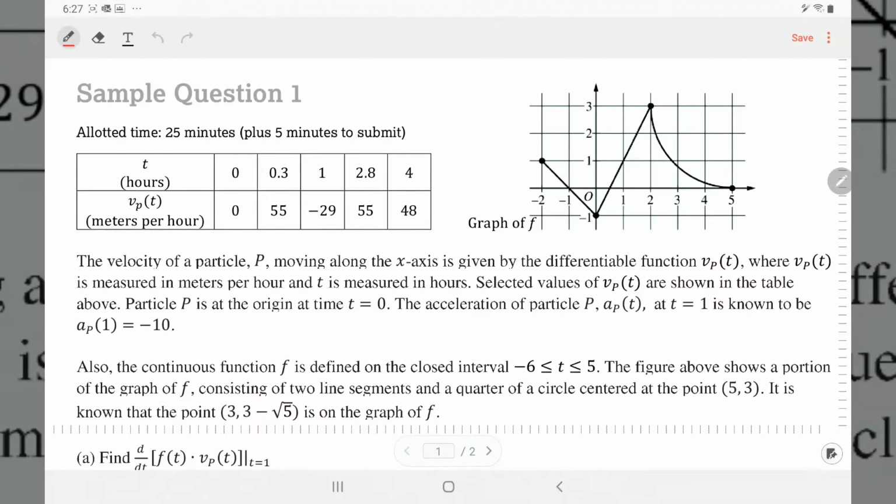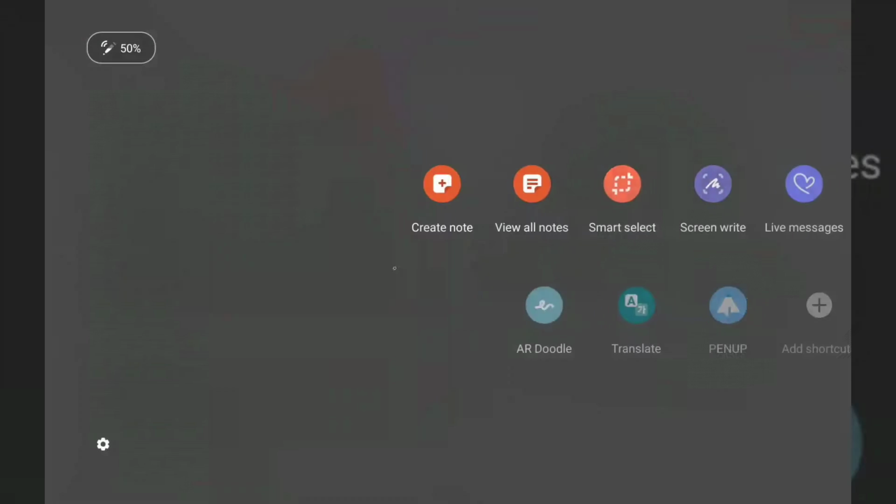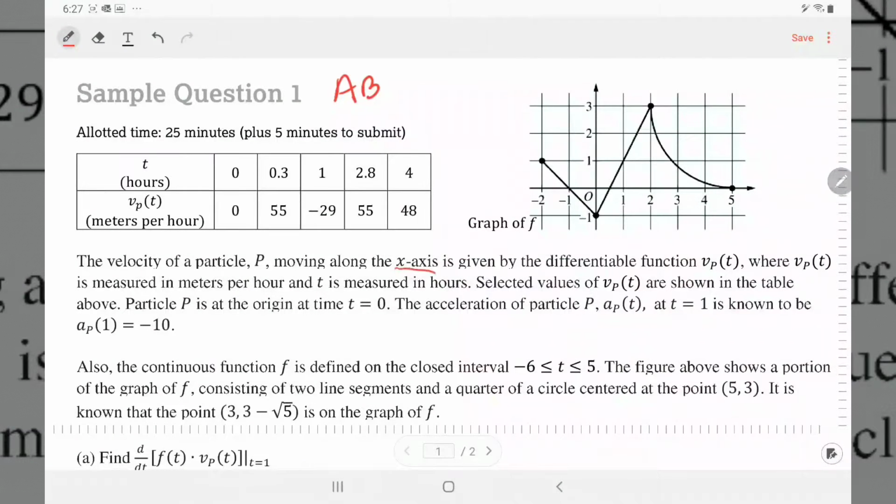Okay, so this is sample question 1 for AB. They gave us a table and a graph. Okay, that's cool. That's unique. The velocity of a particle p moving along the x-axis is given by a differentiable function v_p. Okay, meters per hour, and t is measured in hours. Select values are shown in the table.